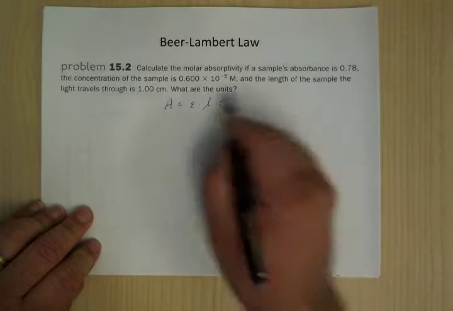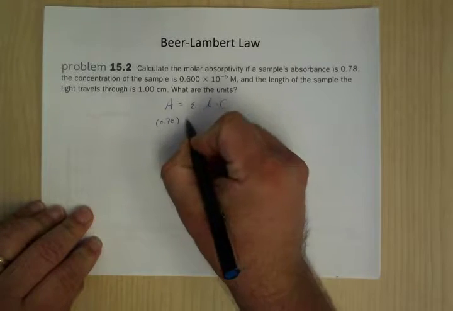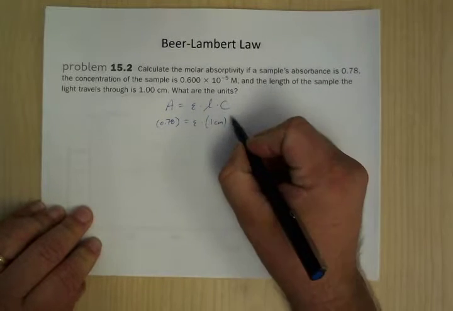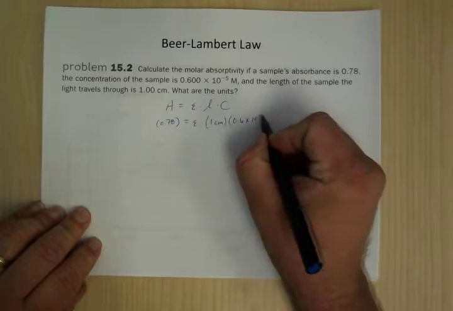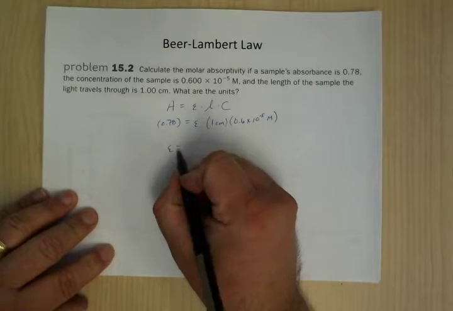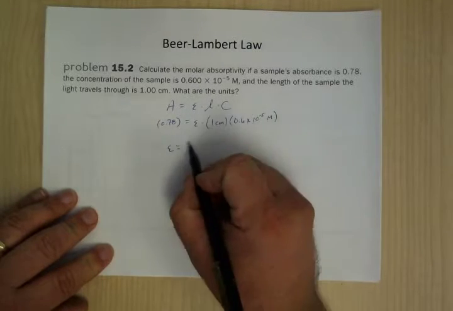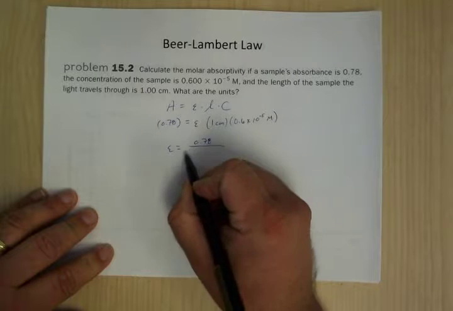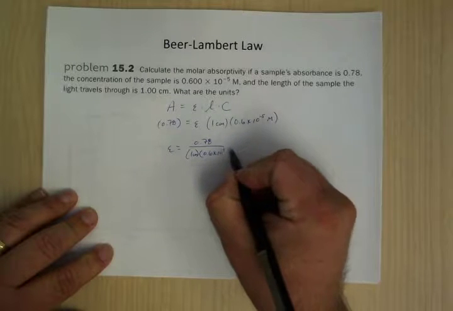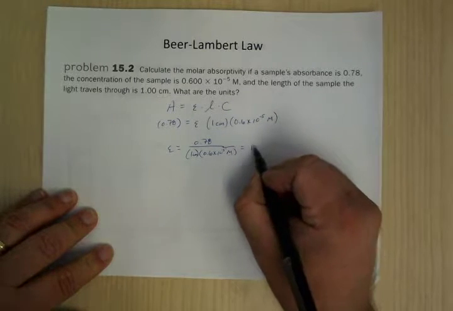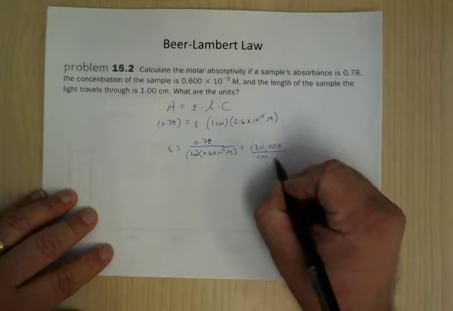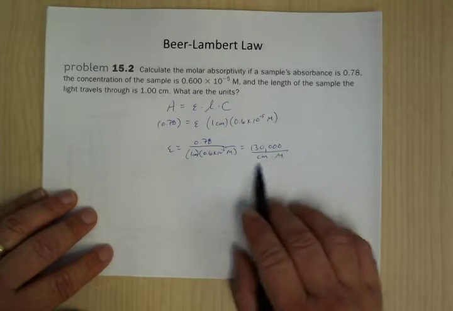So we know what the absorbance is, 0.78. This is what you're looking for. It's 1 centimeter, and then it's 0.6 times 10 to the minus 5 molar. It's just very basic. So you divide both sides by this. It's going to be 0.78 divided by 1 centimeter times 0.6 times 10 to the minus 5 molar, and if you do that calculation, it ends up being 130,000 per centimeter per molar. So this is just the constant.